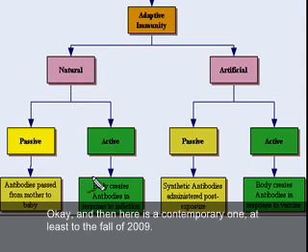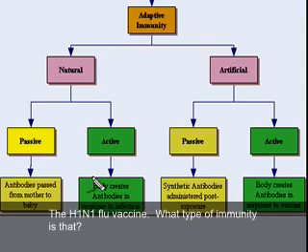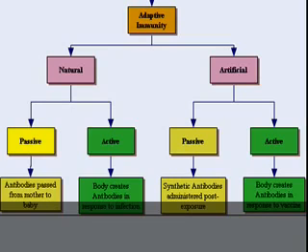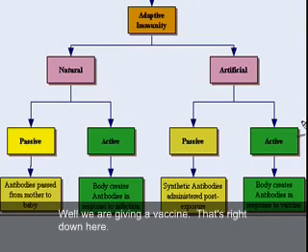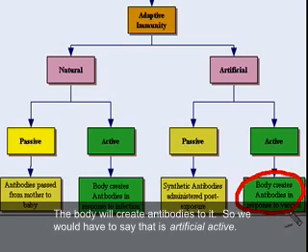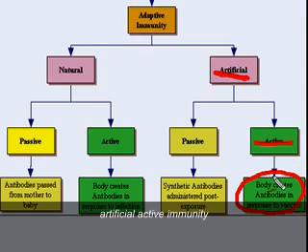Okay, and then here's a contemporary one, at least to the fall of 2009. The H1N1 flu vaccine. What type of immunity is that? Well, we're giving a vaccine, that's right down here. The body will create antibodies to it, so we would have to say that that is artificial active. Artificial active immunity.